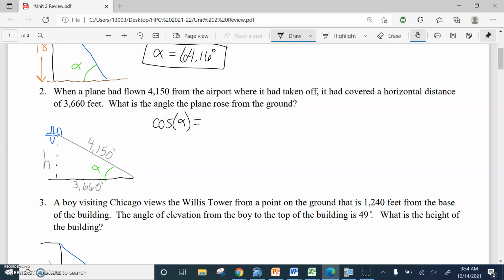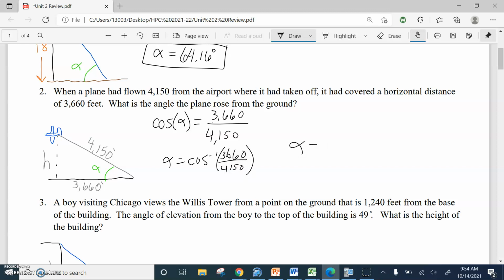Again, we don't know the angle, but we know that the ratio is 3,660 over the hypotenuse. What we do to one side, we do to the other, so we're going to take the cosine inverse. We say alpha is equal to the cosine inverse of that ratio.